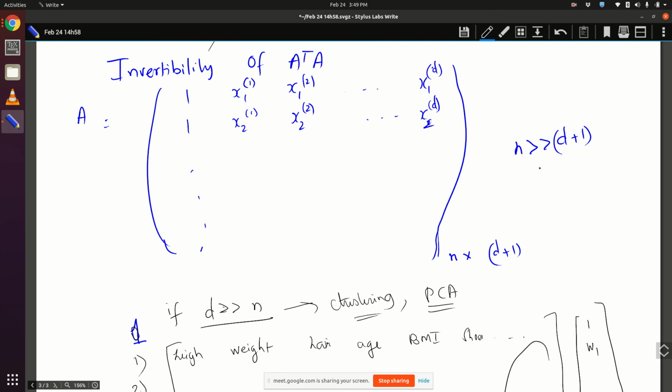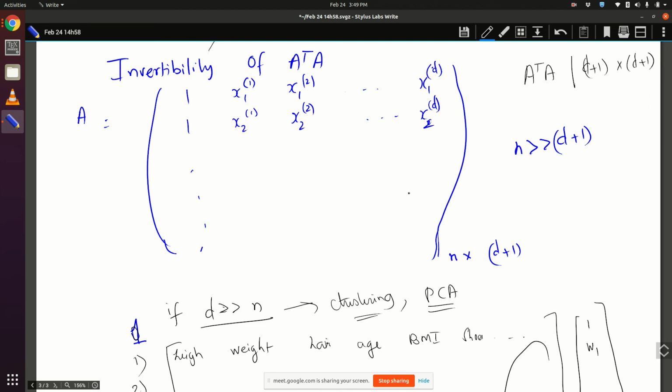Now if n is much bigger than d, then A transpose A, what is the dimension of A transpose A? Can someone tell me? D plus 1 cross D plus 1. Yeah, so the dimension of A transpose A is d plus 1 cross d plus 1. So this will be invertible if the rank of this matrix is d plus 1, right? If the rank is d plus 1, we are done. Then it will be invertible. And when will it not be rank d plus 1? Can someone tell me?